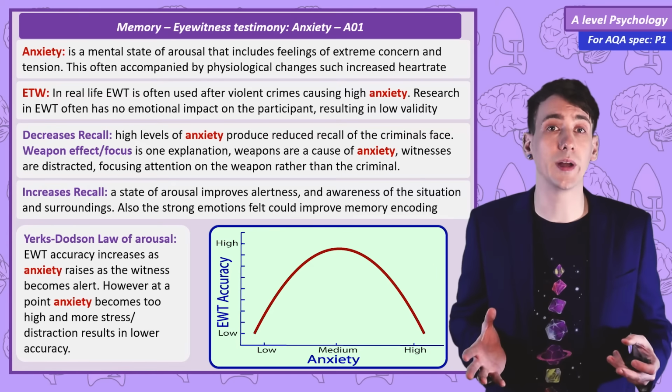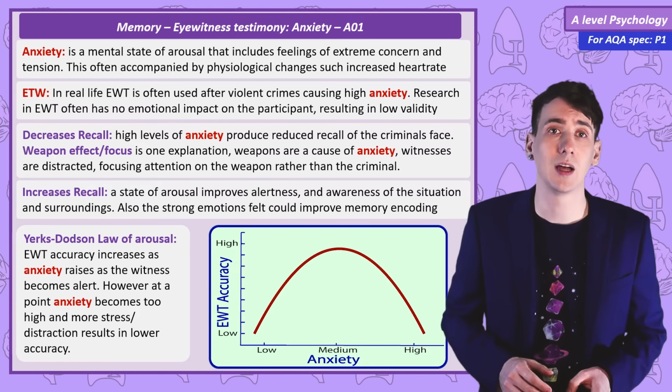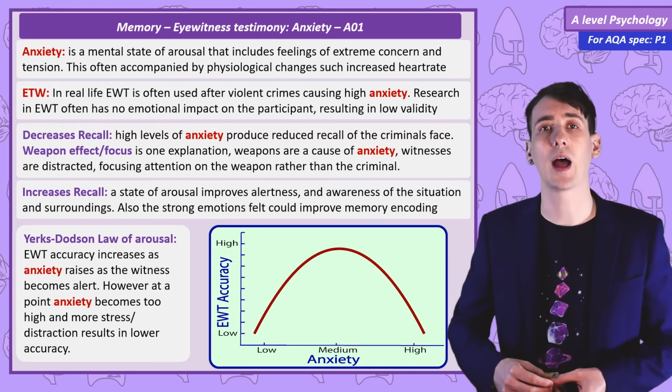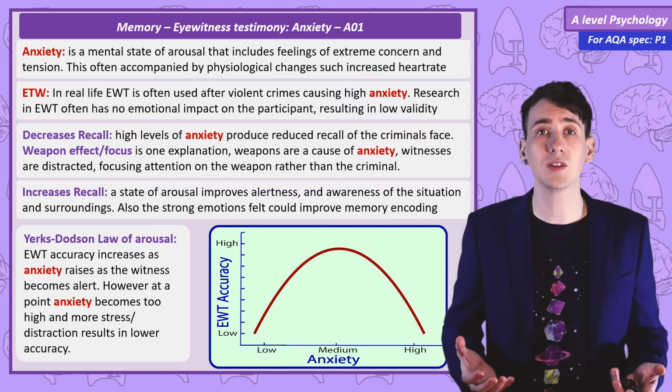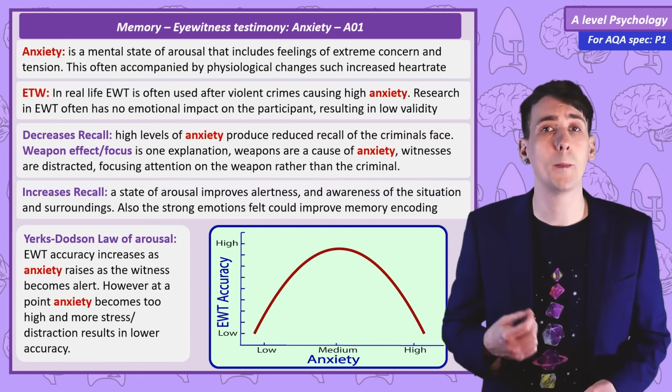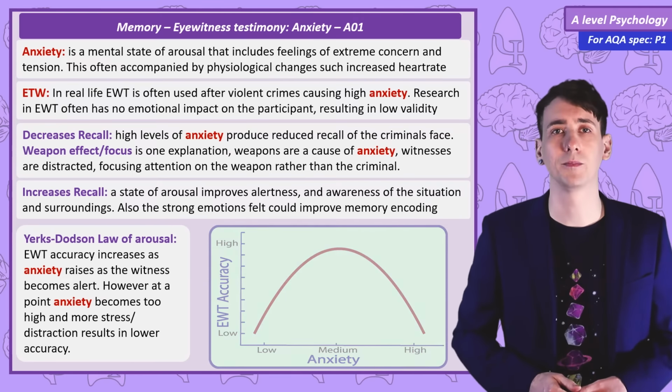But at a certain point, the witness becomes too anxious and stressed, and in that panic loses concentration, resulting in less accurate eyewitness testimony. As you can see, we can draw a graph to represent the accuracy of eyewitness testimony with low, medium, and high anxiety.